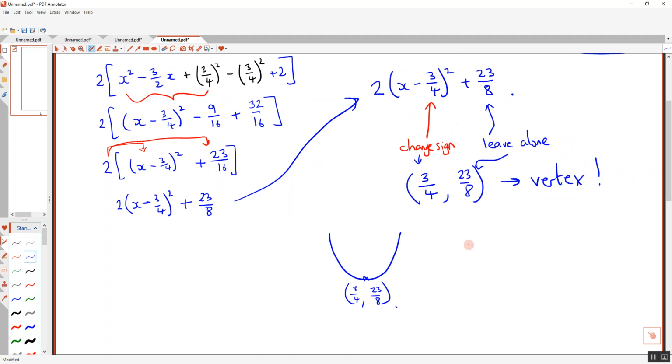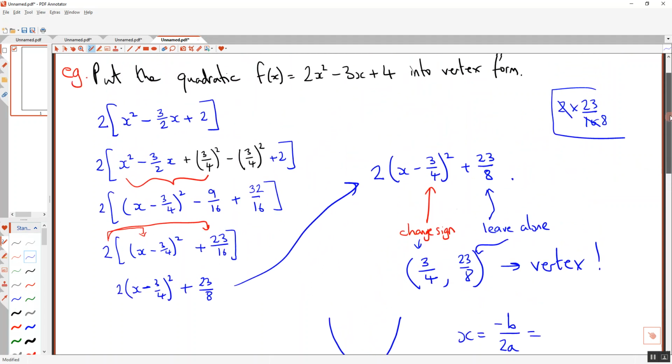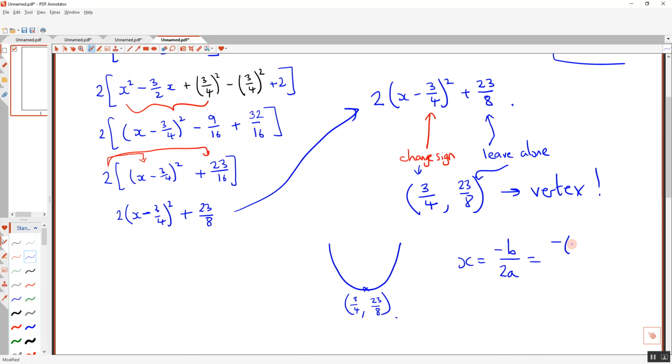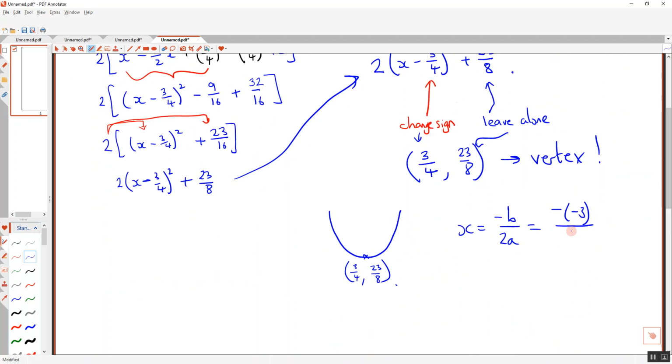What is the formula for working out the vertex? Who can remember? X equals negative b over 2a. Okay, let's check it. What's b in our equation at the start? Negative 3, so I've got negative 3. What's a? A is 2. So 2 times 2 is 4. So that gives us 3/4, which is what we would expect.